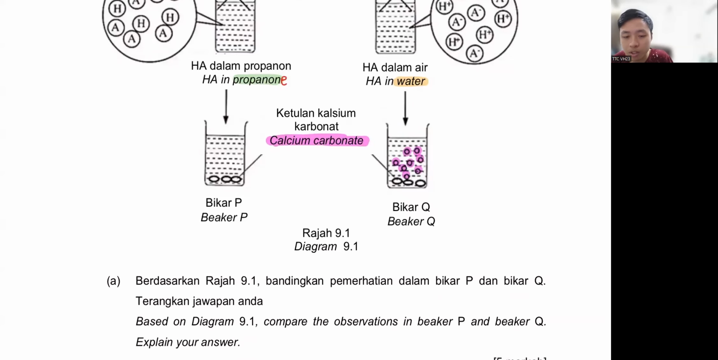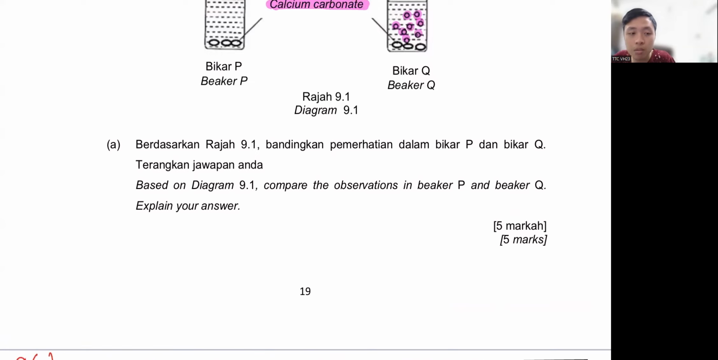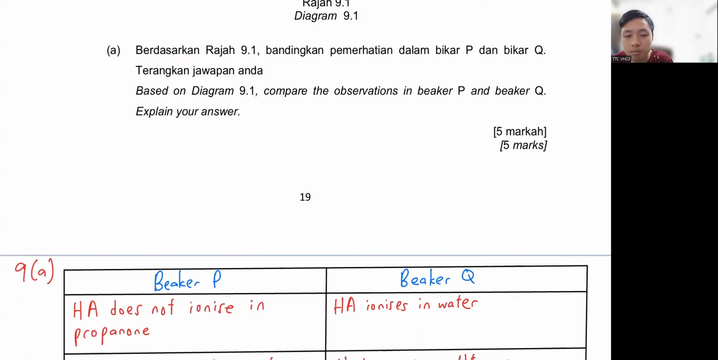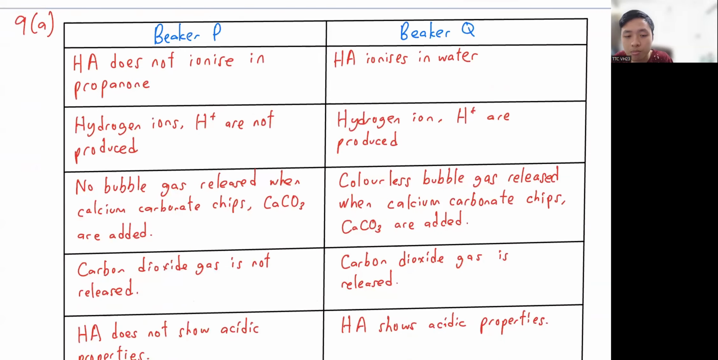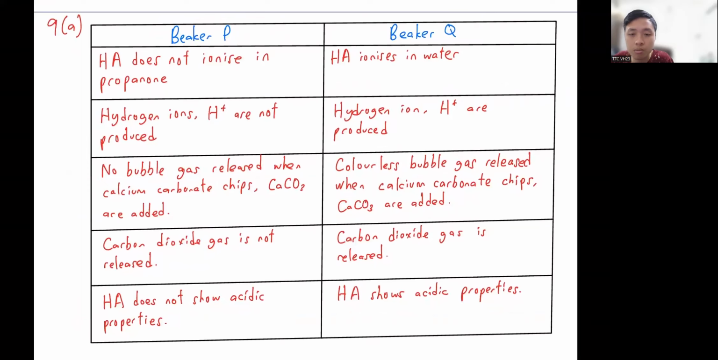So compare the observation. For those who have this question in an essay and not enough space, if you have a test pad, use the test pad. This is a comparison. So what happened? You can see the comparison: does not ionize in HA in beaker P.